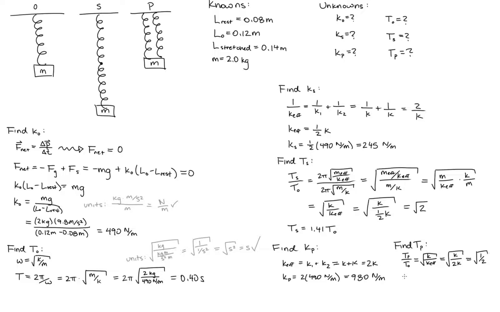This tells us that Tp is given by 0.707 times T naught. Once again, we do not have to perform unit checks on these answers, as ratios are inherently dimensionless.